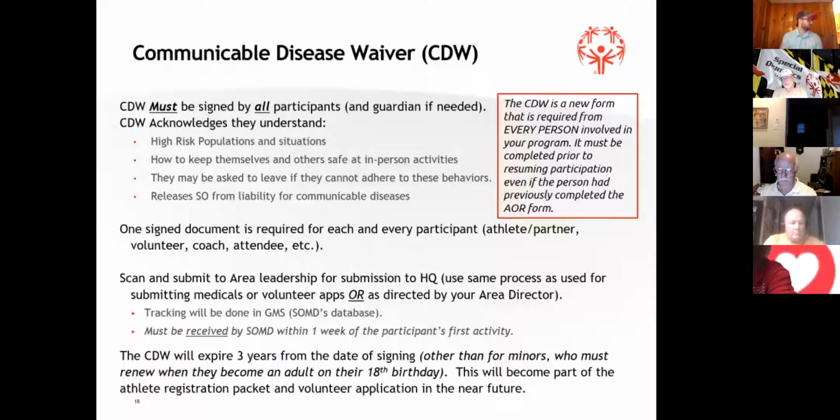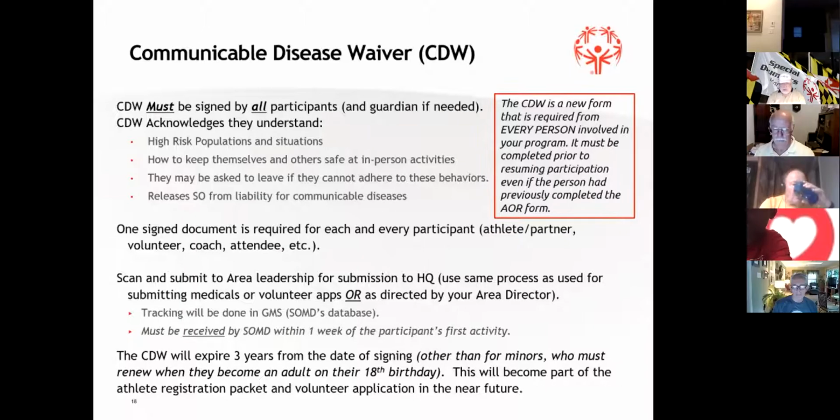The CDW, we mentioned it a few times. This is a new form. It's a standalone form right now. It's a 1-page form, but there are 2 pages that go with it that give guidance and expectations. We'll see them in just a minute.